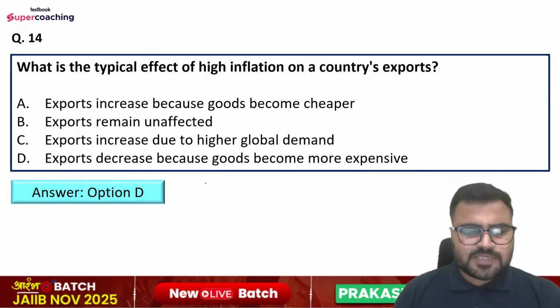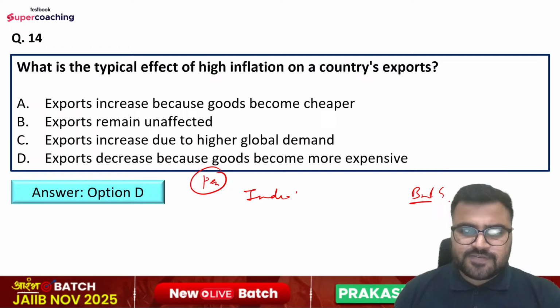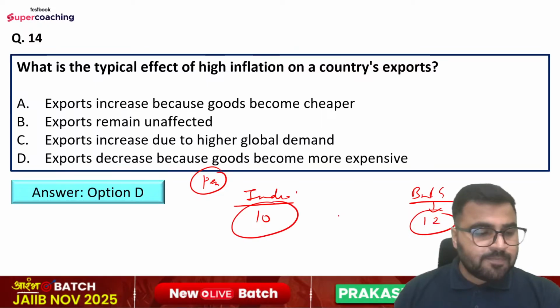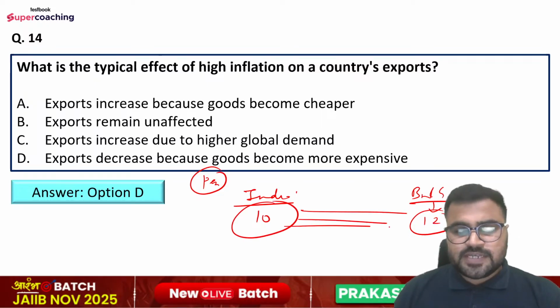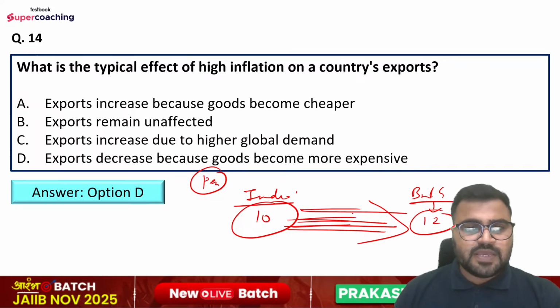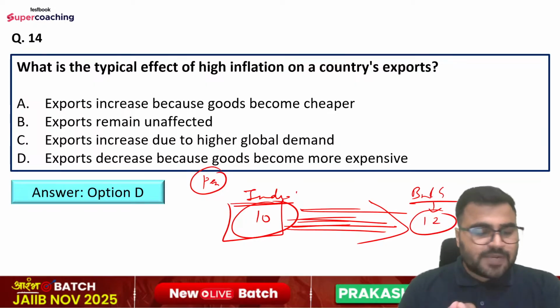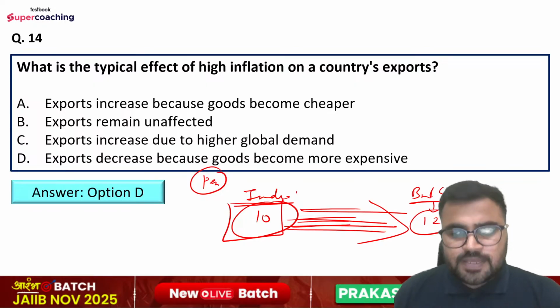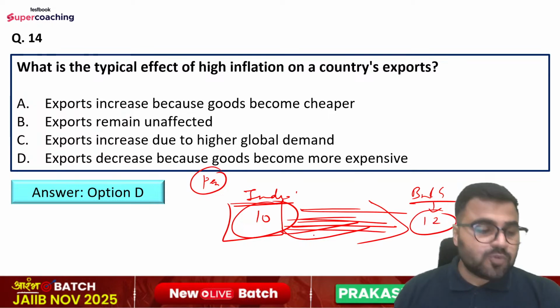Let's take an example. Suppose there is a pen, the same brand pen is available in India, and it is available in Bangladesh as well. In India, it is available at rupees 10, in Bangladesh, it is available at rupees 12. So what would happen? Bangladeshis will import from India, so India will export. In the normal scenario, if there is a lower price of the commodity, that will lead to an increase in the export of the country.